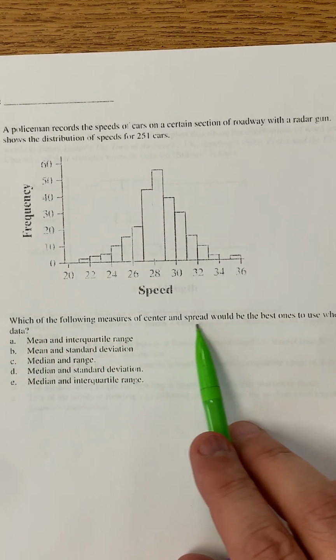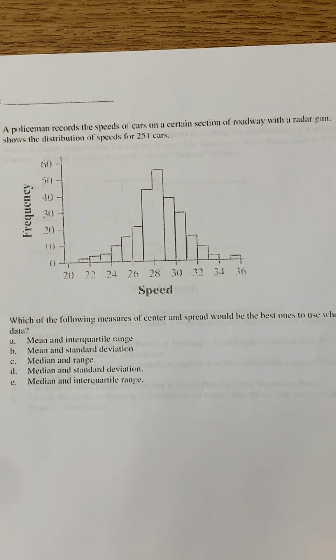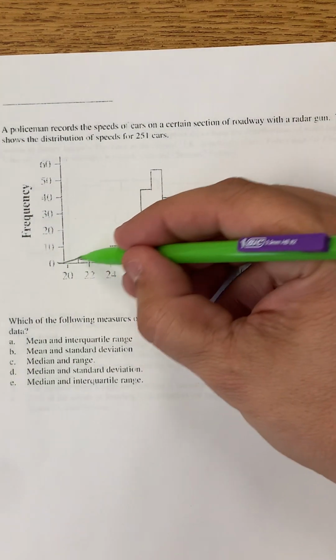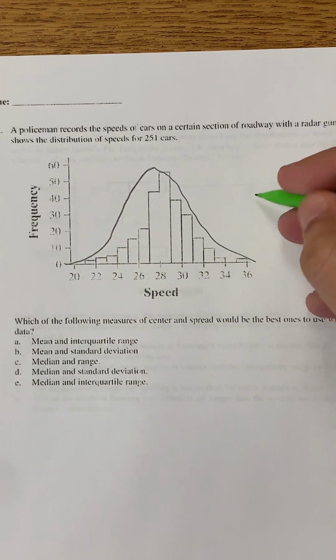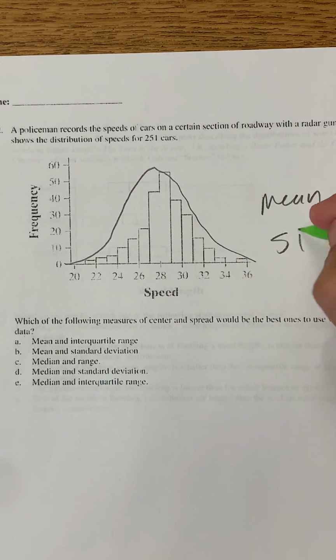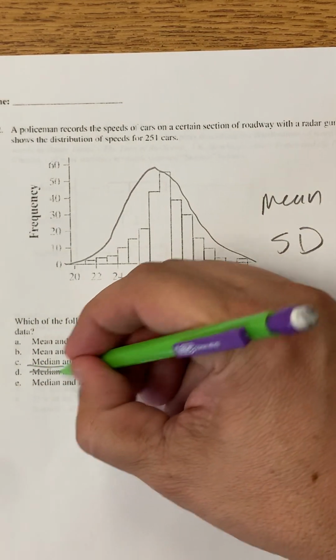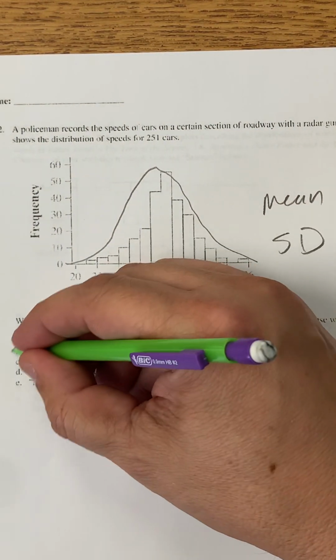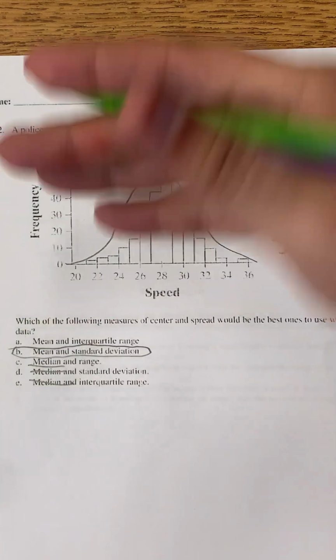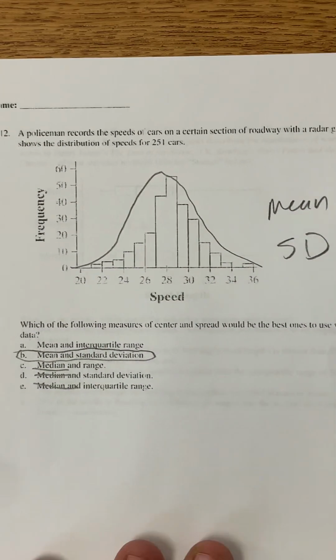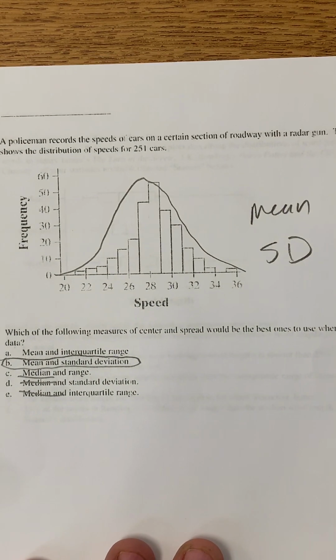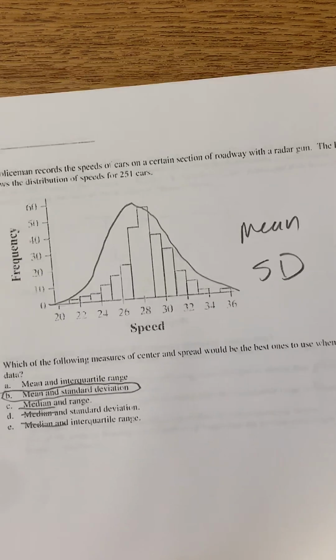Which of the following measures of center and spread would be the best one to use for summarizing the data? Because this data is approximately symmetric, mean and standard deviation. So not median, mean and standard deviation. What does this say up here? Don't even need to read it. Or none of your darn business, as I would kind of say.